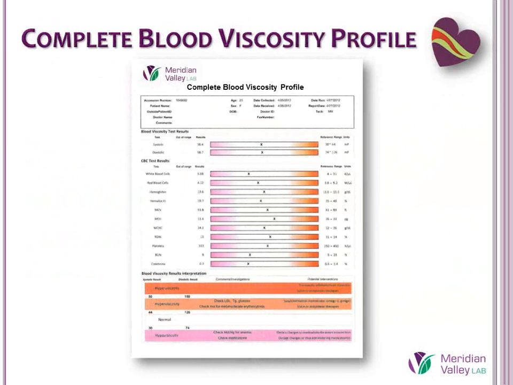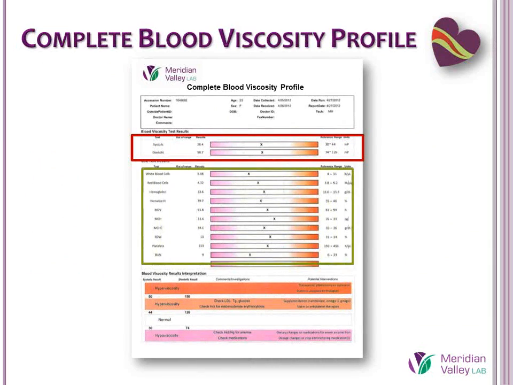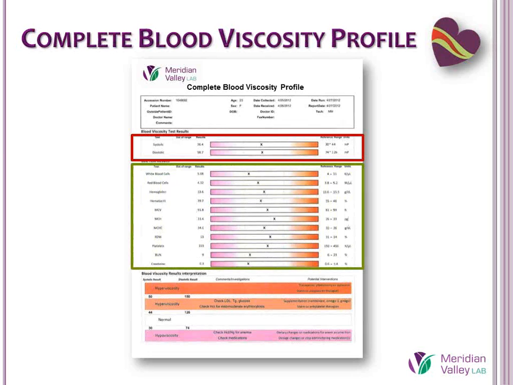This is the complete blood viscosity profile. It has 3 sections. This is the blood viscosity section, which we'll look at more closely in a moment. This is a CBC, and then the interpretive section.